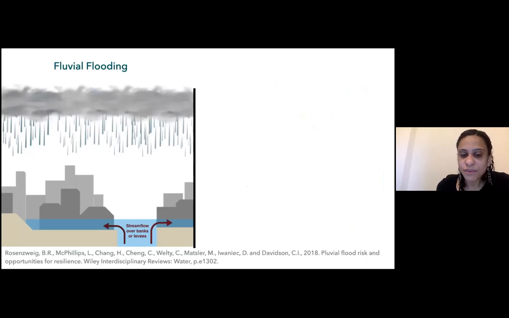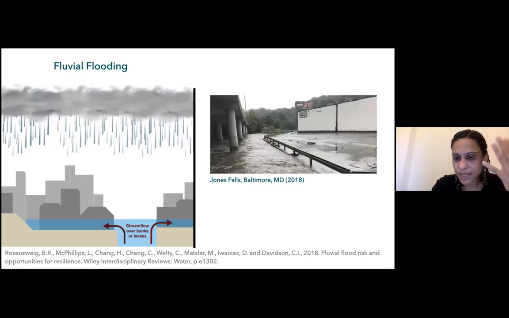What we found is that while we were expecting to focus on coastal flooding and fluvial flooding, or river and stream flooding, which is what we normally think about, where you have a stream, it rises above its banks, and the adjacent floodplain is inundated, like the flooding of the Jones Falls in Baltimore, we found something different.